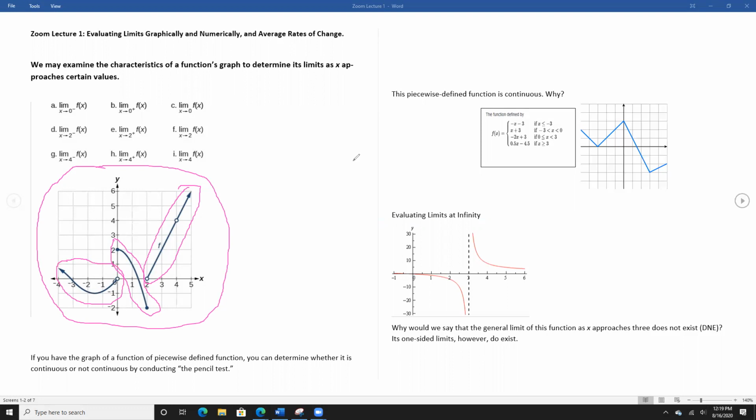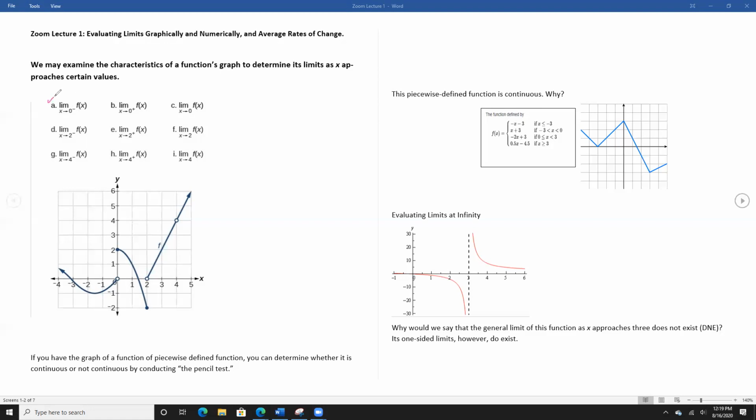What we want to do is evaluate the limit as x takes on different values. In other words, as x gets closer to a particular value from either the left or the right, or from both directions, what value is y approaching? That's what we're trying to do here. So let's look at A.